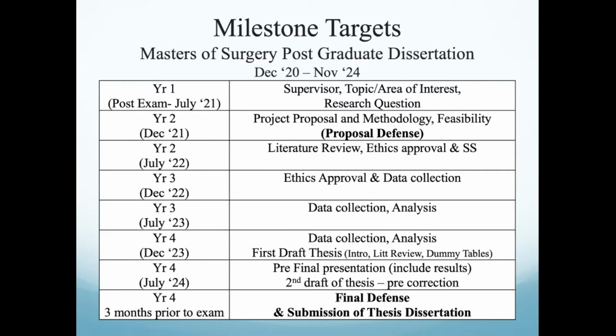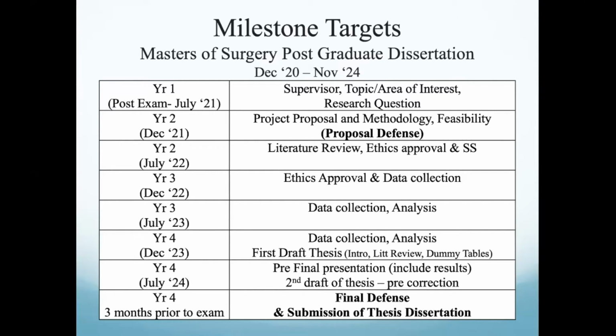Okay, so moving on. By December of this year, you are expected to defend your proposal, which means you must have a project proposal with methodology and feasibility. By mid-year 2, your literature review and ethics approval, as well as sample size, must have been completed. And by mid-year 3, data collection and analysis must be done. We expect your first draft of your thesis by the beginning of year 4.